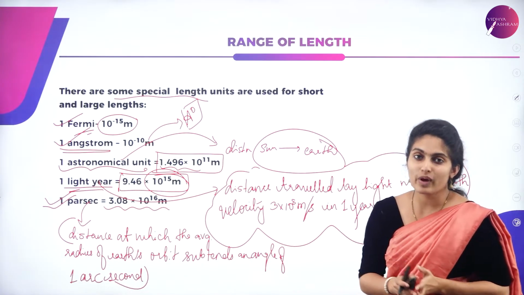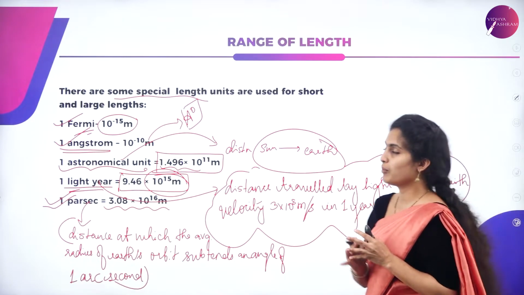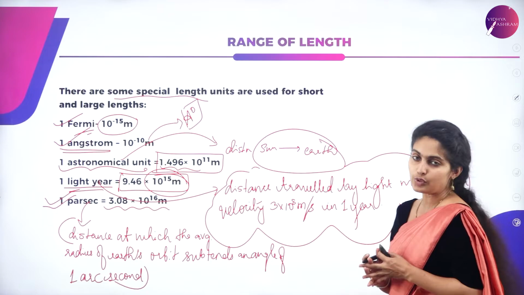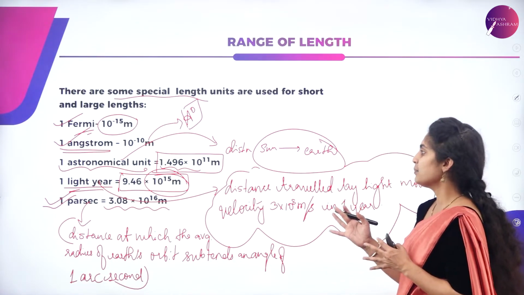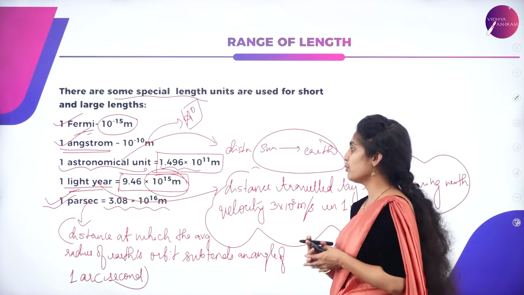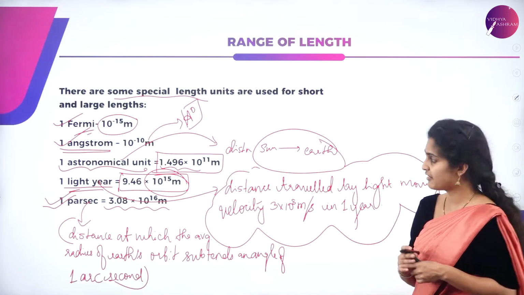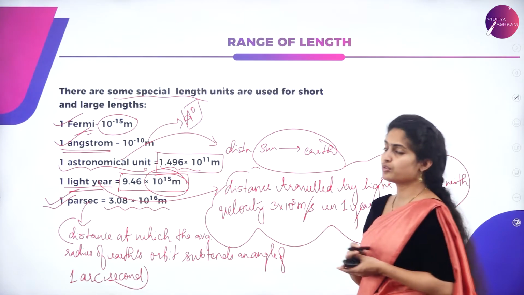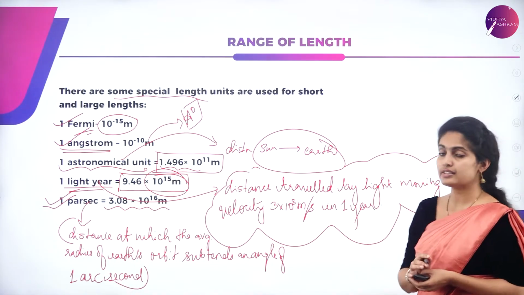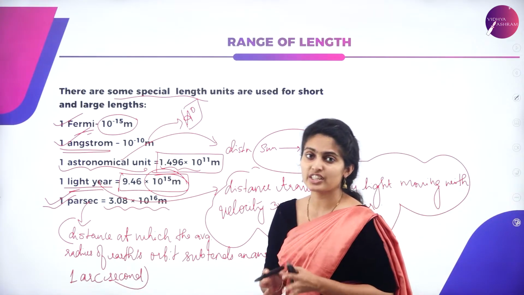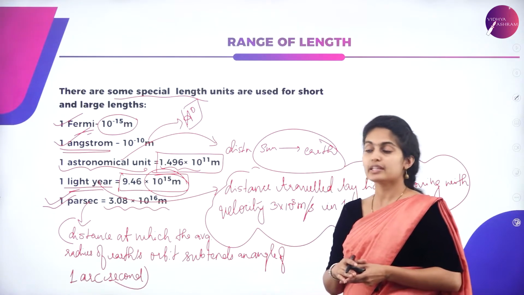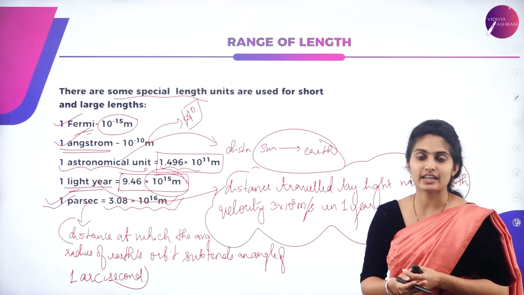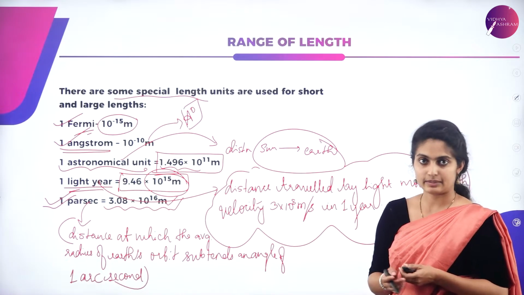So these are a few values which you will have to keep in your mind. 1 Fermi means 10 raised to minus 15 m. Angstrom, 10 to the power of minus 10 m. Astronomical unit is 1.496 into 10 to the power of 11 m. Light year is 9.46 into 10 raised to 15 m, and 1 parsec is 3.08 into 10 raised to 16 m. M means meters, which is the SI unit used to measure length.